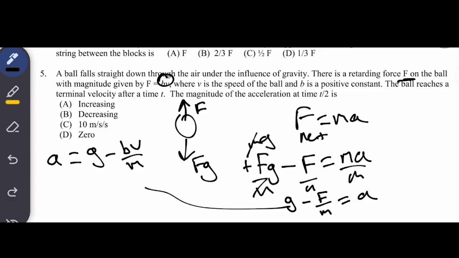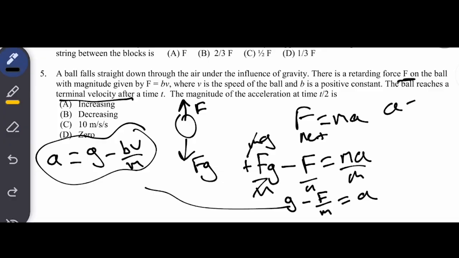Now if we look at our acceleration relationship, we can see that the acceleration at time t, which is the terminal velocity, is going to be 0. The reason being, the object has reached its terminal velocity, right? And since it's reached its terminal velocity, its speed is not going to change, meaning the acceleration is going to be equal to 0 at time t equals t. It's going to equal 0, the acceleration.